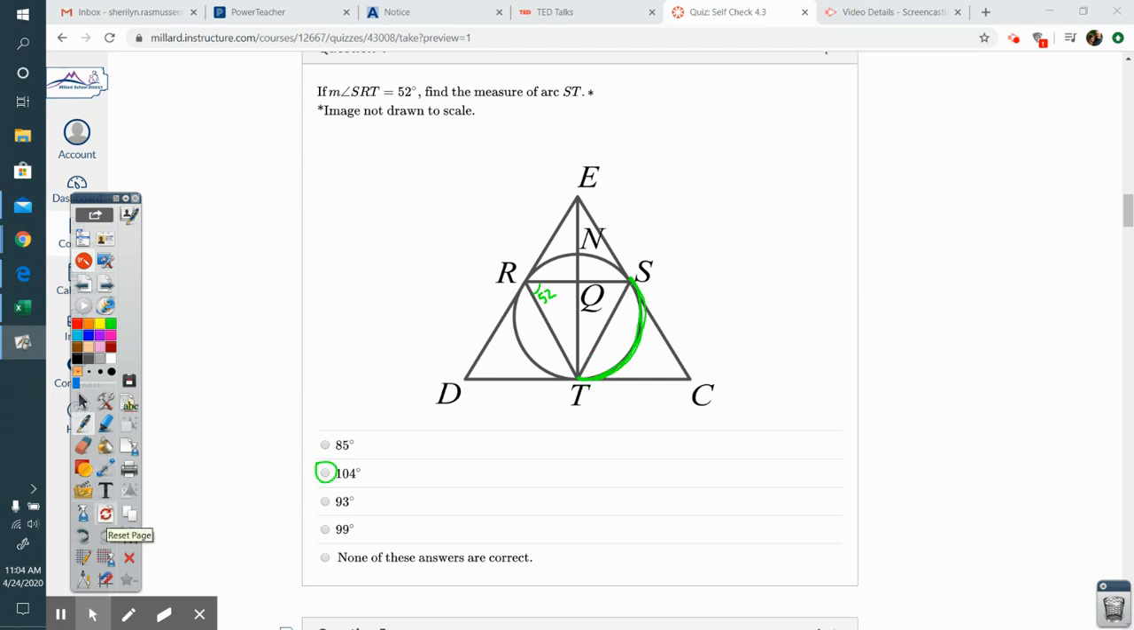Now, these are ACT type questions. You might see one of these on your test as far as arcs. This is a common question where it might give you the arc and you need to know this angle, or it will give you the angle and you need to know the arc. I've seen those before.